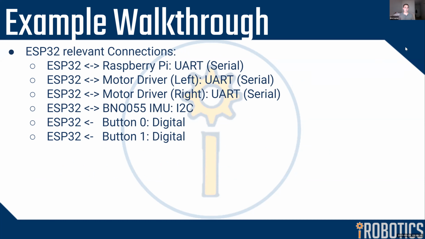So this is how it's connected up. The ESP32 has a serial UART with the Raspberry Pi. It has a serial UART with the motor driver on the left, a serial UART with the one on the right. It uses I2C to talk to the BNO055 IMU and a digital pin for button 0 and button 1.